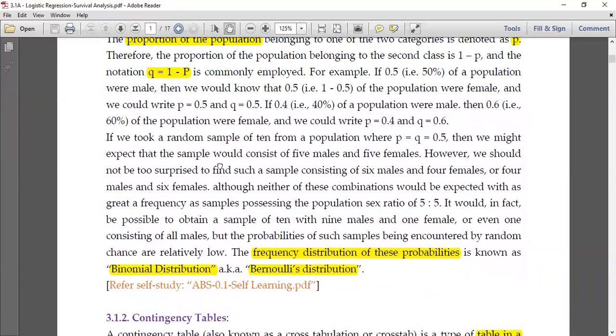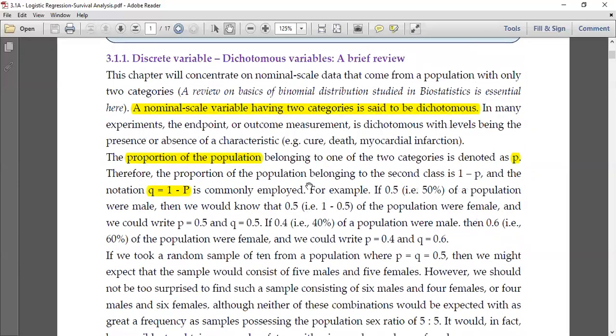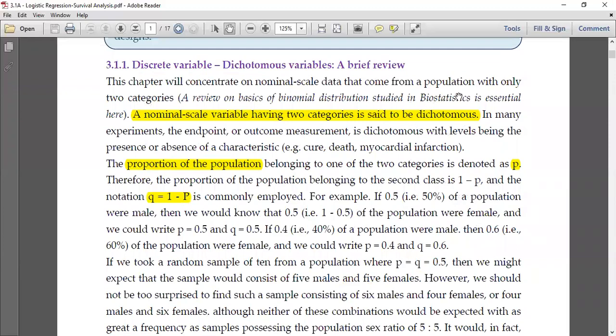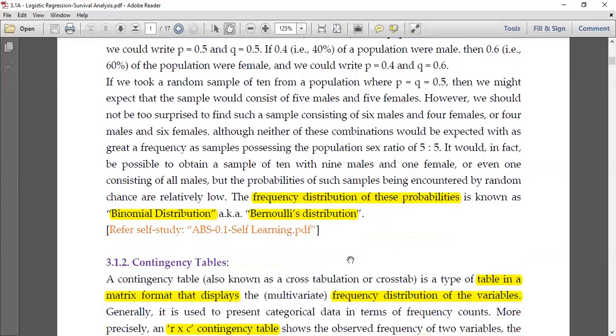Now this particular proportion, the frequency of that, is represented by the binomial distribution or Bernoulli distribution. It's also called the Bernoulli distribution. We have learned this in the fundamentals first unit of this course, ABS 0.1 self-learning PDF. There you can go through it for more details. Remember that there is a binomial distribution associated with these particular probabilities. My intention in taking this topic is to give you an idea of what a dichotomous variable is.